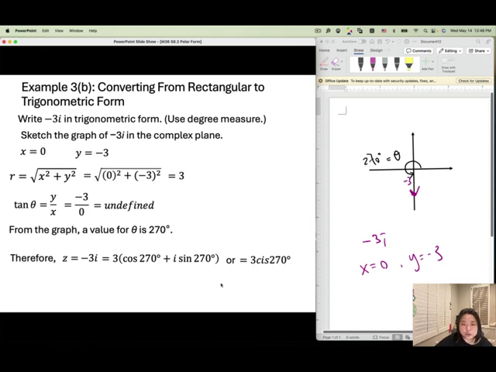You could double check your work, okay? You could try to use your calculator to see what you get from cosine 270. What did you guys get from sine 270? And then times 3. It should go back to the rectangular form. Okay, right?